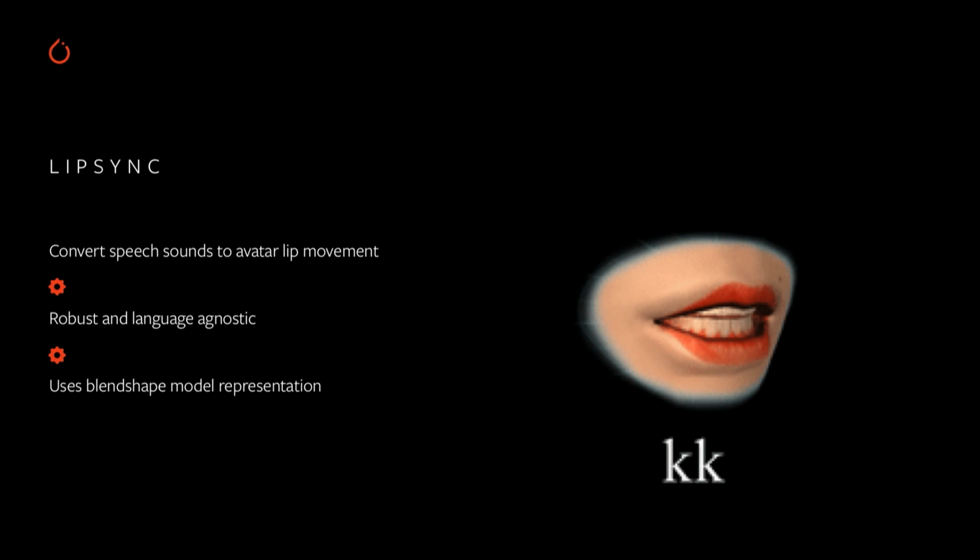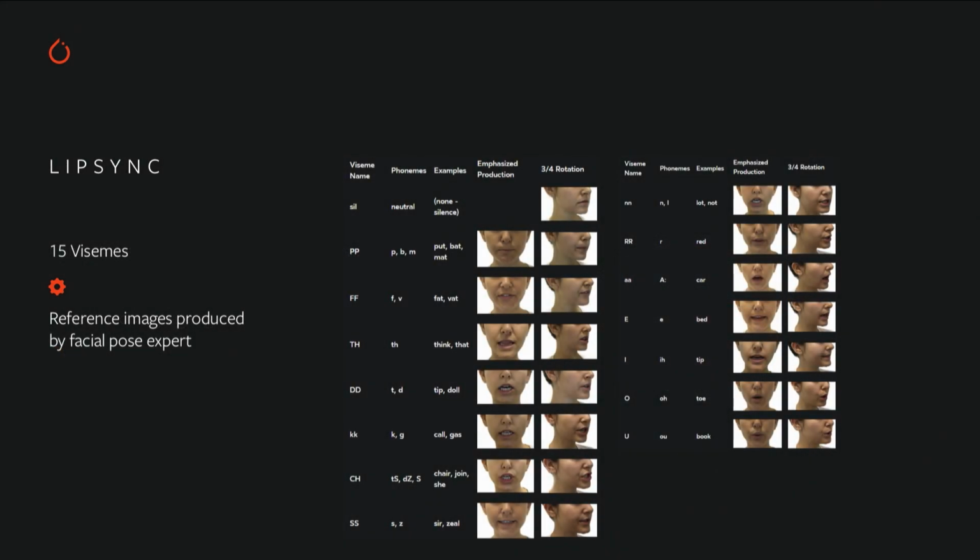And our model is capable of predicting a 15-dimensional viseme vector, which is then mapped to these blend shapes, which can then be combined in linear combination to generate any mouth shape. In this slide, you can see a reference image for each of these viseme mouth shapes.